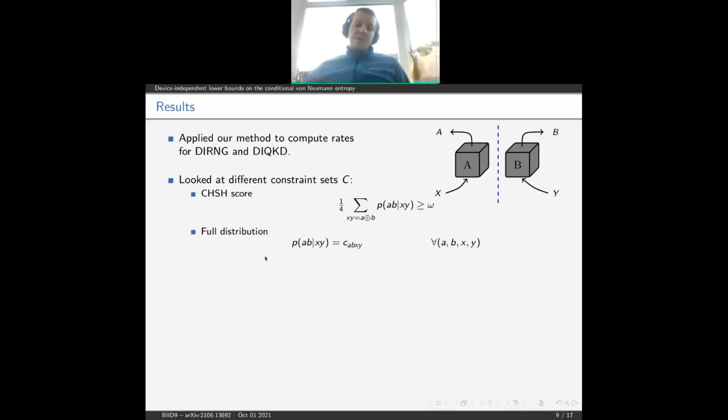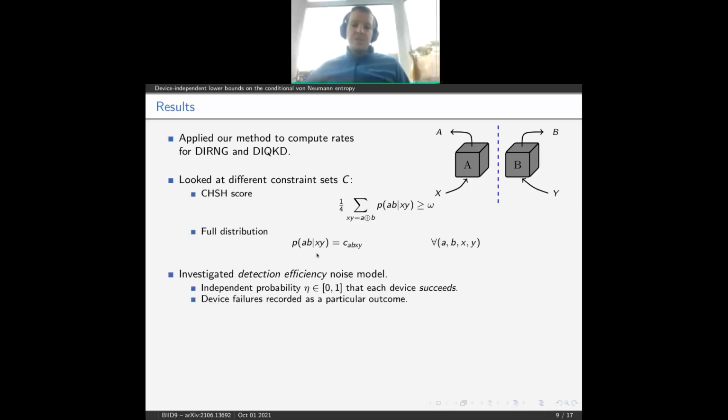So for example, you can think about this as the strongest constraint that you can have in a device-independent setting, which is to know exactly the full conditional distribution. So the idea is that this constrains the devices more, and we can hope that this gives us the best rates possible from our devices.